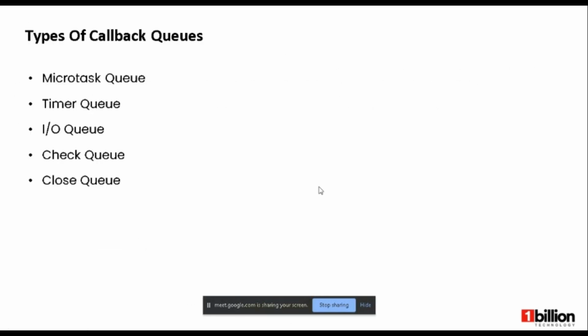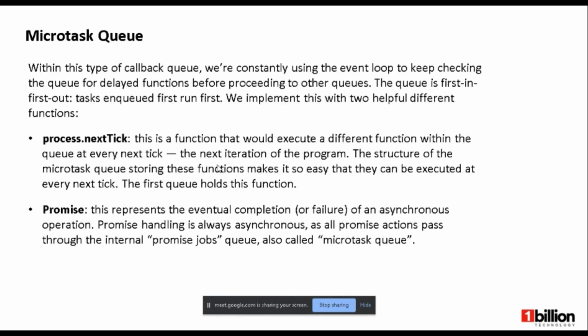Now we talk about callback queues. Five callback queues are there: the microtask queue, timer queue, IO queue, check queue, and close queue. Microtask queue. In this type of callback queue, we continuously use the event loop to keep checking the queue for delayed functions before processing. Queues are first in, first out: the task that comes first runs first.